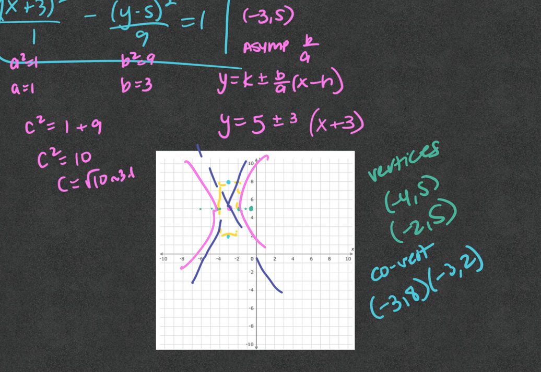How did you get the covertices? The covertices are up and down 3.